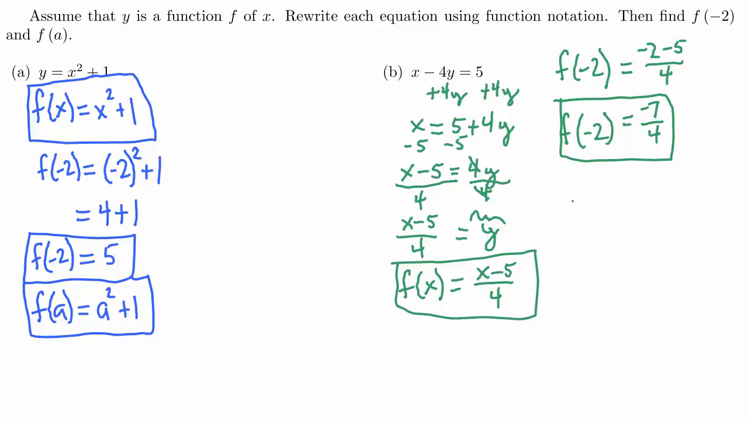Next, I want to find f of a. F of a is equal to, just replace the x with a, and that gives me a minus 5 all over 4. And that's it. There's your answer.